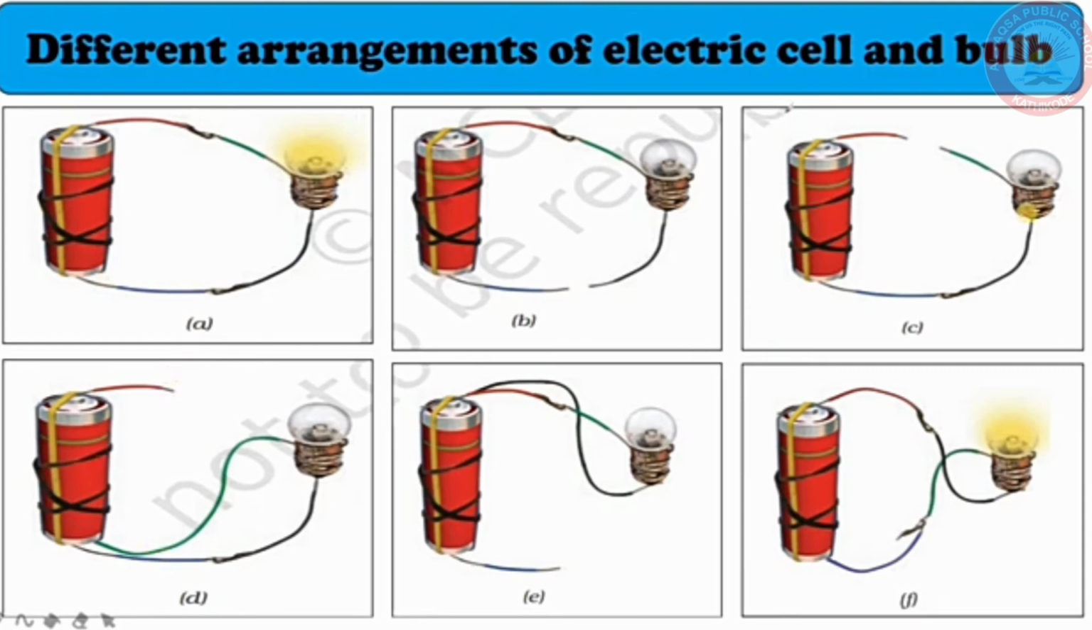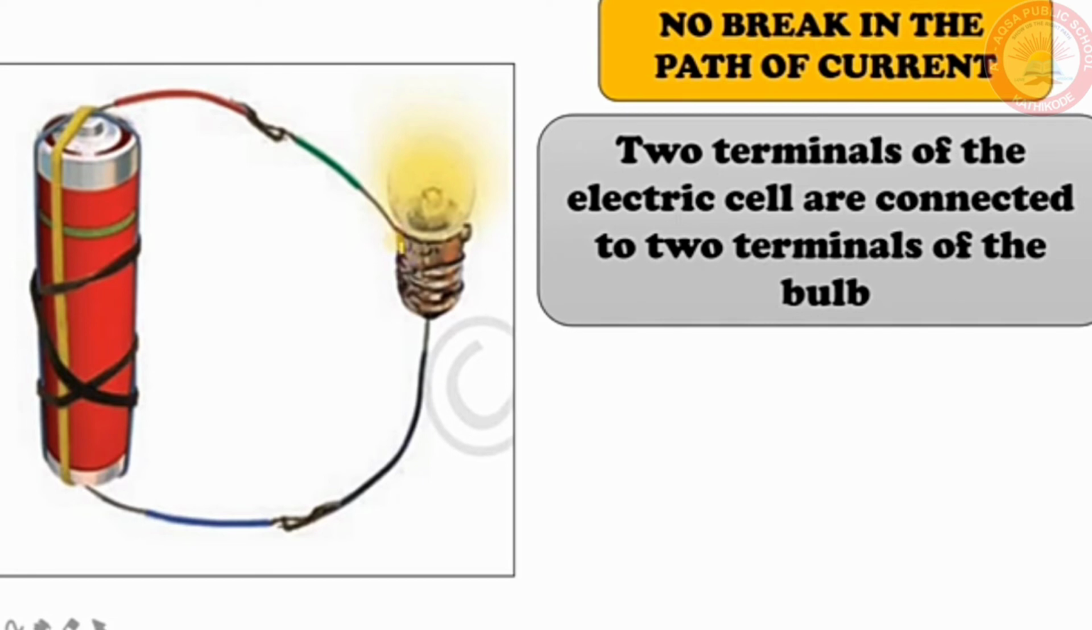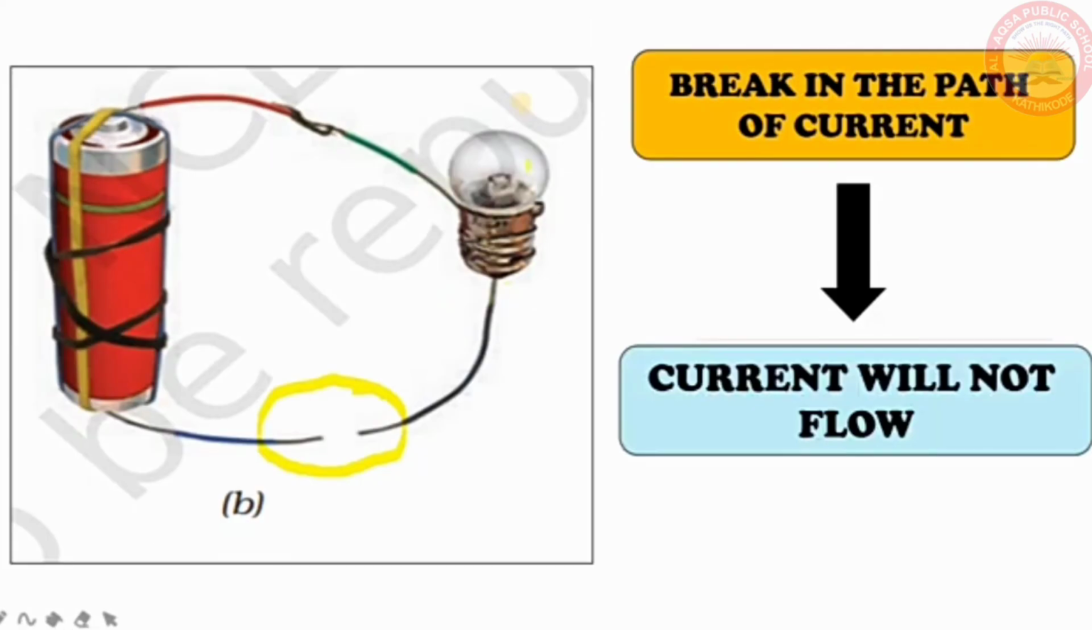Now you can see different arrangements of electric cell and bulb on page number 118. Now carefully look at the arrangements in which the bulb glows. Let us take the first one. There is no break in the path of current, so the bulb will glow. What about the second picture? Yes, here we can see a gap. So there is a break in the path of current, so the current will not flow and the bulb will not glow.